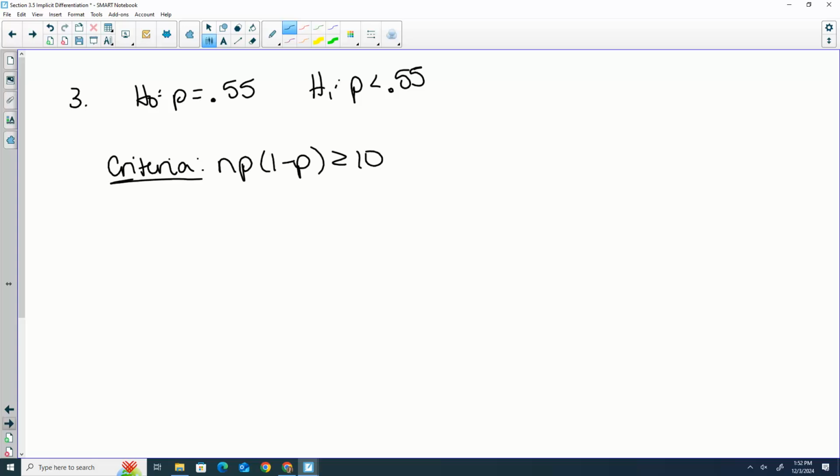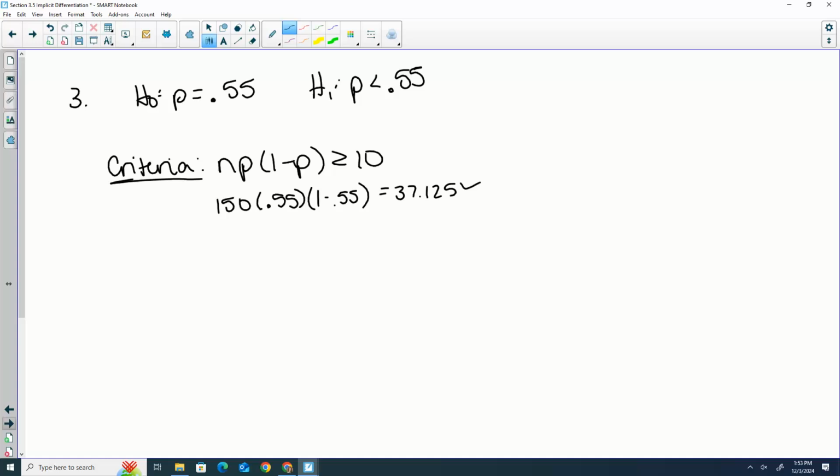So my N is 150. P is 0.55. So that's greater than 10. We're good there. I didn't even give you any information about the population, so you can't really verify the less than 5%. So this is really the only one we have to check.